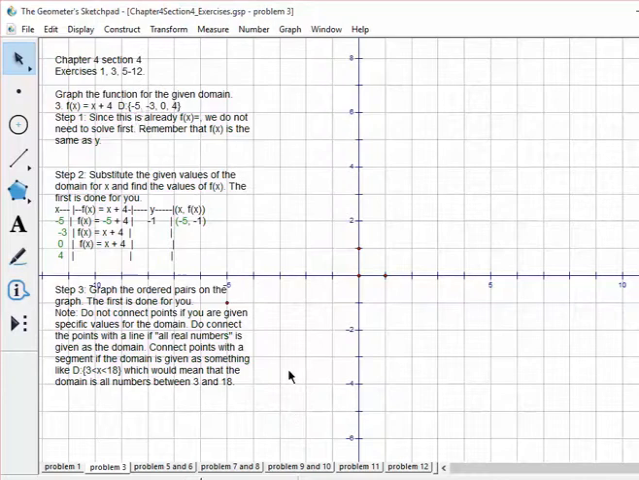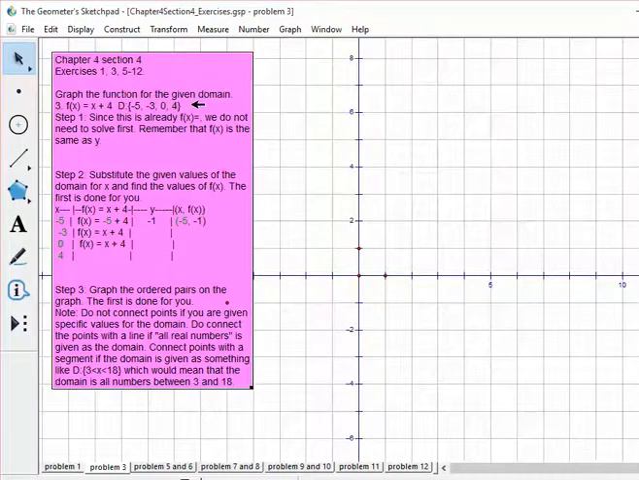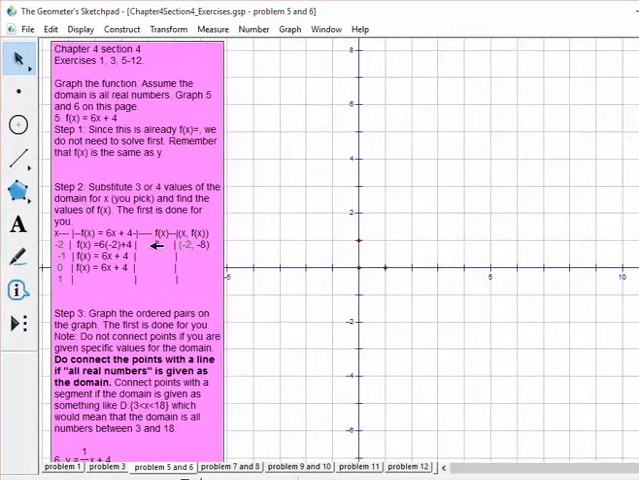Let's look at number 3. Number 3 also gives you the value of a domain as specific discrete points. So we're not going to connect this one either. We're going to do the exact same thing for number 3. Let's look at number 5 and 6. Number 5, this time the domain is all real numbers.